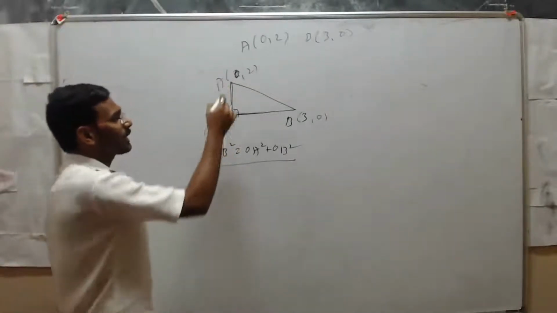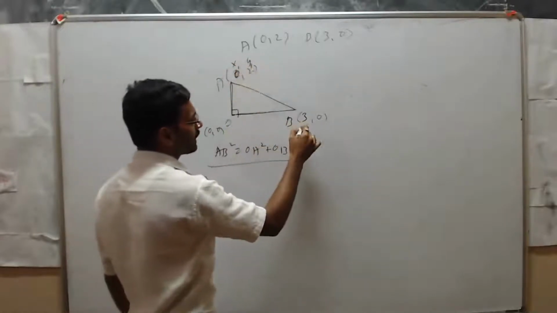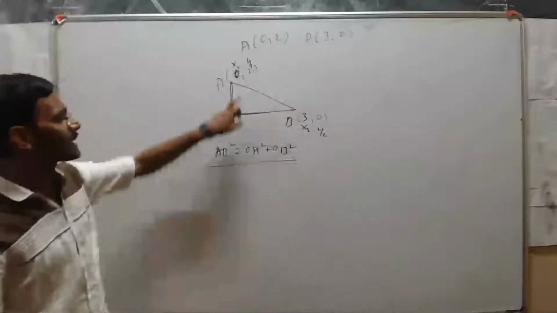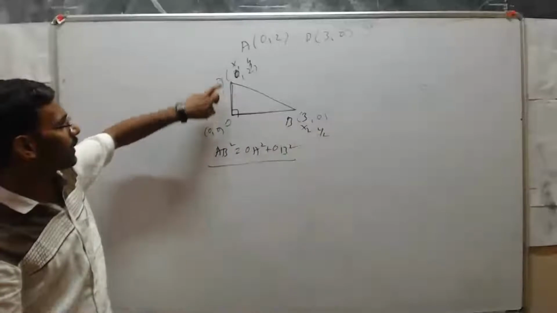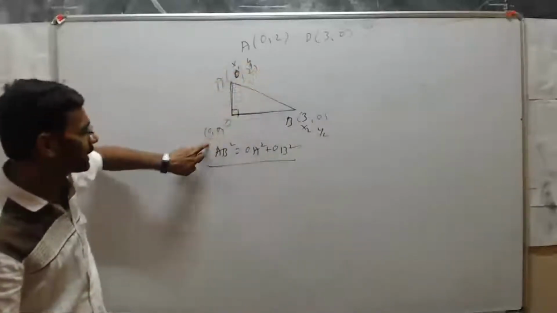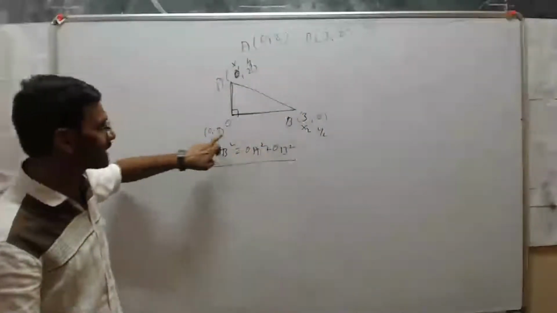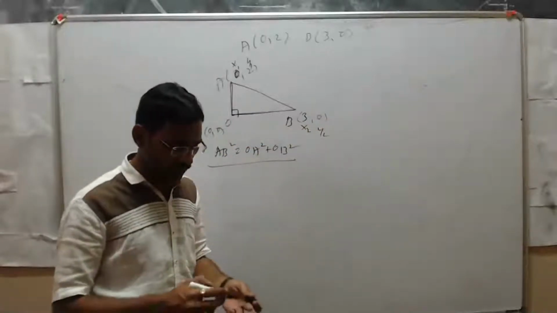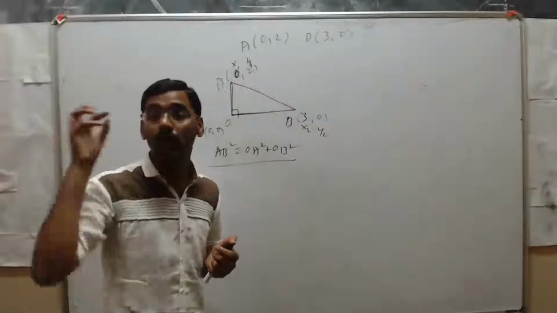The distance of OA, how many coordinates are there? It is considered as x1, y1, x2, y2. If AB is the distance, it is considered as x1, y1, x2, y2. If we have to find the distance of AO, it means x1, y1, x2, y2. If we have to find the distance of OB, it is also considered as x1, y1, x2, y2. So how can we find the distance between any 2 points on the Cartesian plane?